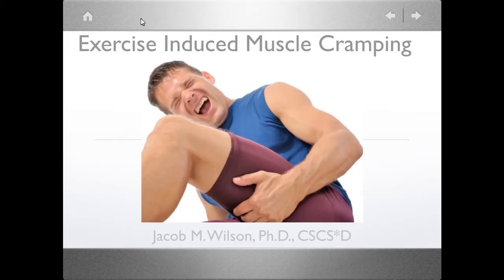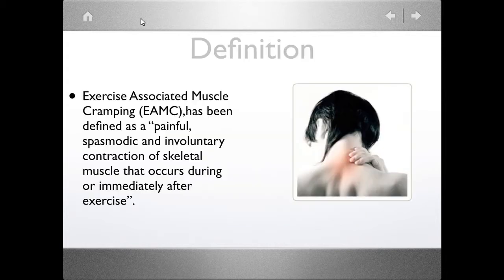Alright, today we're going to talk about an infamous subject, which is exercise induced muscle cramping. How does it happen? Why does it happen? Well, what is exercise associated muscle cramping, or EAMC? Basic exercise associated muscle cramping has been defined as painful, spasmodic, and involuntary contractions of skeletal muscle that occurs during or immediately after exercise.